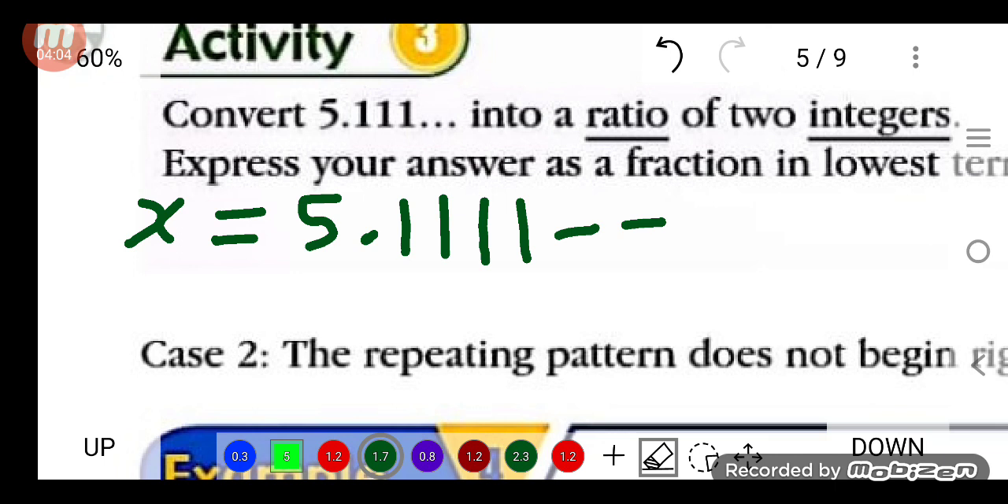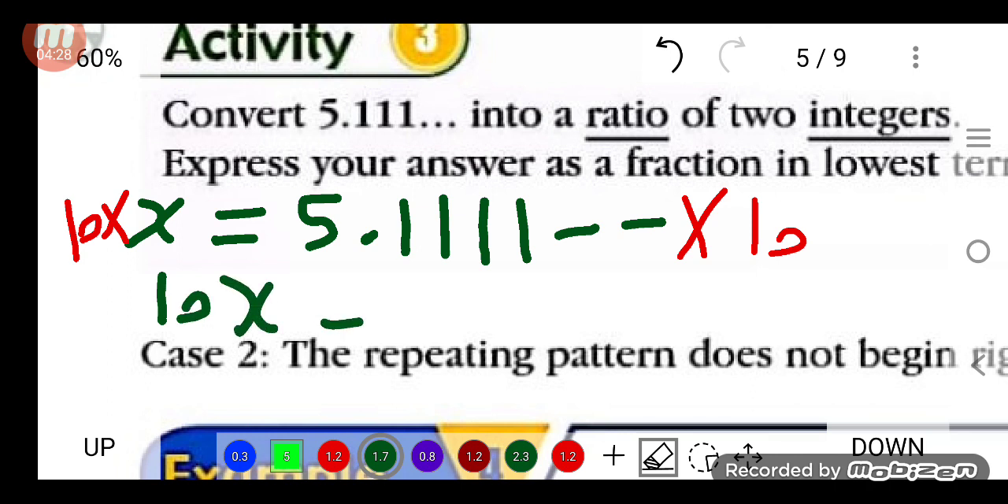So here I do times 10 and here times 10. Remember, as I said, because one digit here is repeated. If two digits are repeated, we multiply by 100. So here we say 10x is equal to, we move the decimal one place to the right, it becomes 51.1111 and so on.